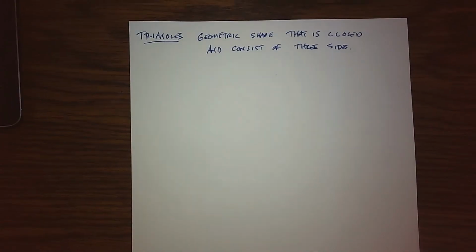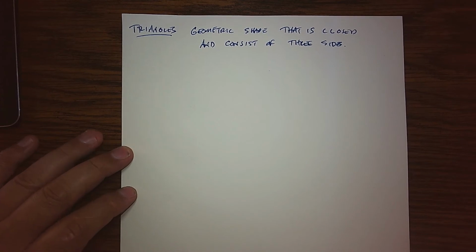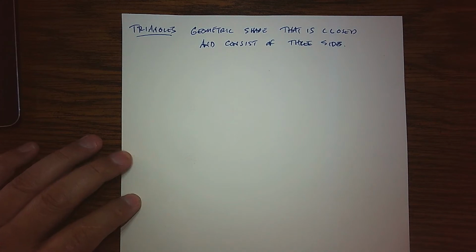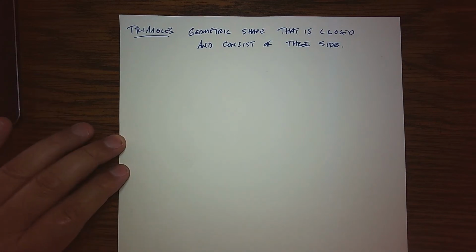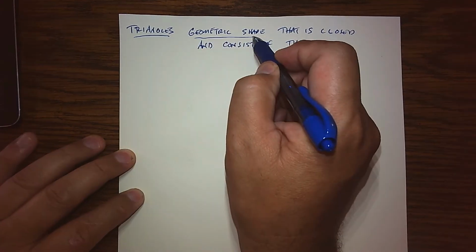Okay, so let's go ahead now and take a look at triangles and some of their terminology and whatnot. For starters, there are a lot of different definitions of a triangle out there, but let me just give you my idea. First of all, it's a geometric shape.